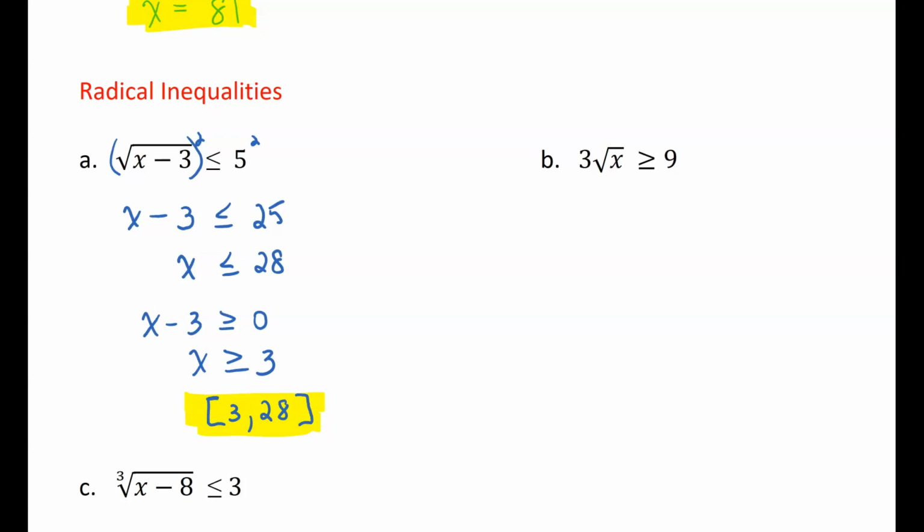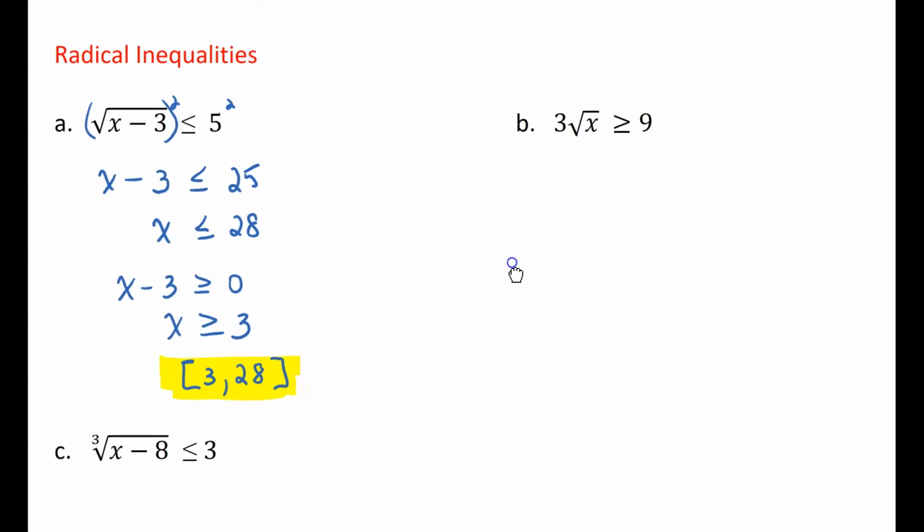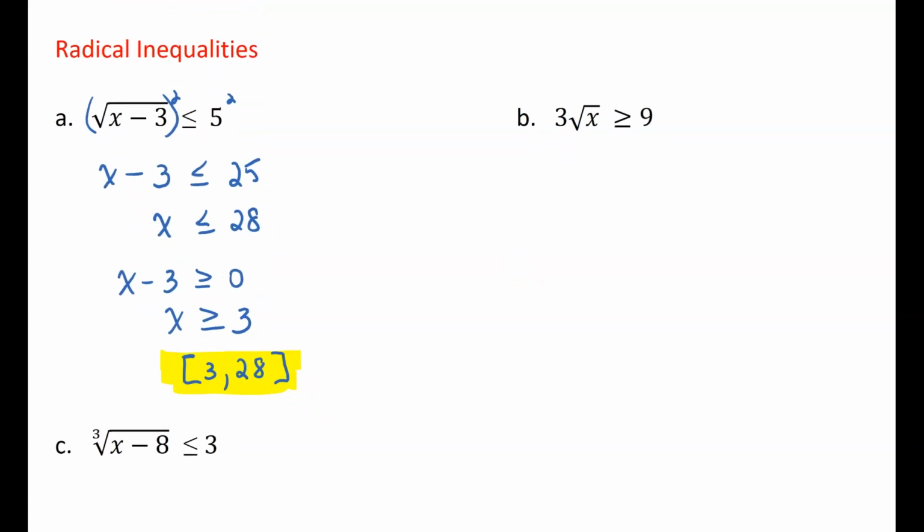All right. So for B, I've got 3 times the square root of x is greater than or equal to 9. So just like before, let's isolate that radical first by dividing both sides by 3. So that gives me the square root of x is greater than or equal to 3. Now I have to undo the radical, so I'll square both sides, and that gives me x is greater than or equal to 9. Right.